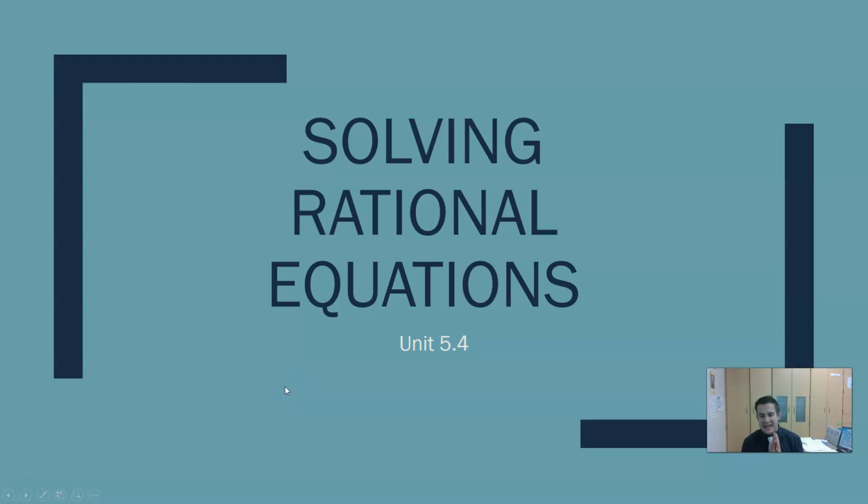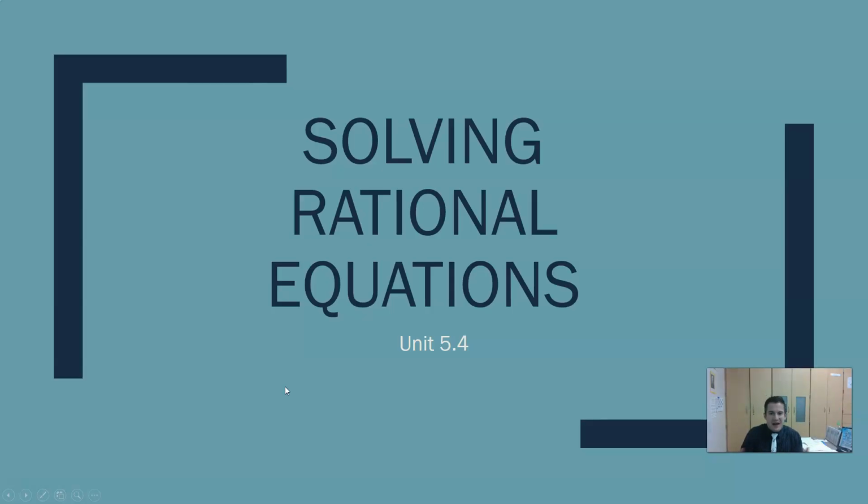We're coming to the end of Unit 5 on rational expressions. At the beginning, we talked about simplifying rational expressions, multiplying and dividing rational expressions, adding and subtracting rational expressions. So now we're talking about if I take all those expressions and I make them into equations.